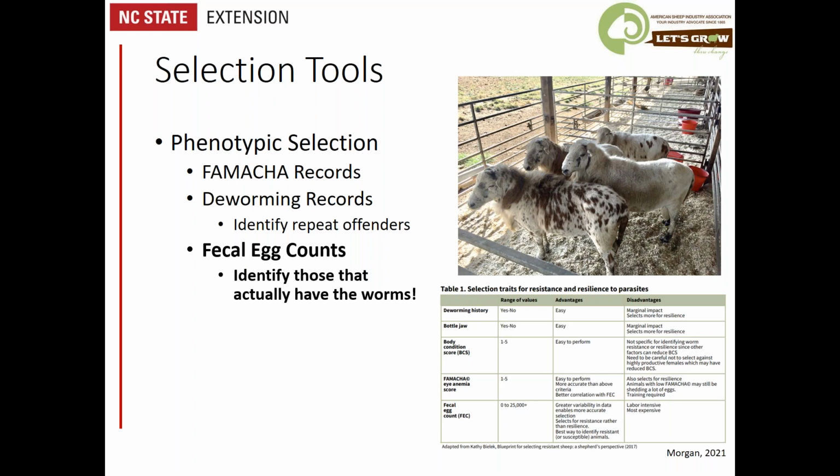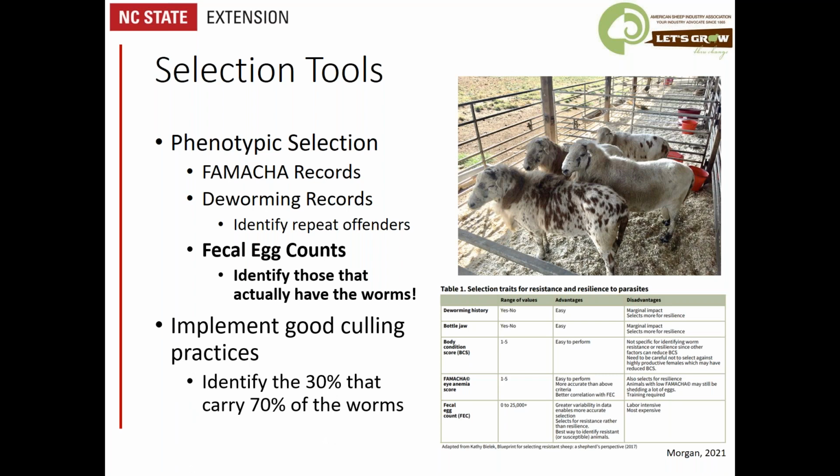There's a chart here that I included from a fact sheet that Jim Morgan put together. It's also available on the Parasite Consortium website, and it provides a great resource for different traits you can utilize for on-farm selection for parasite resistance. So we can implement good culling practices. We can identify that 30% of individuals that carry 70% of our worms, apply some selection pressure to those individuals, get rid of them, and mitigate some of our parasite problems in that way.